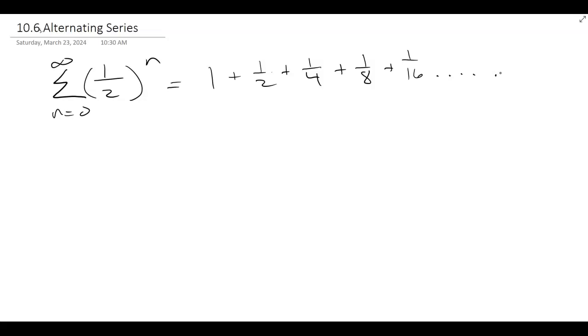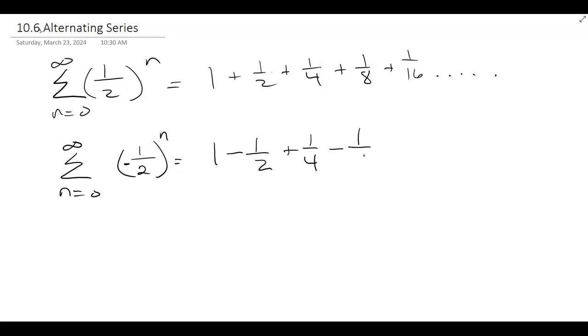Okay, now, what if I make a slight change to this series? Instead of r being a half, it's negative 1 half. How does that change the look of the series? Well, the 0 power is still 1. But then to the first power, it's minus a half. Oh, well, the second power squared becomes positive. So you can see anytime you're raising it to an odd power, it has a negative in front of it. This essentially is an alternating series.